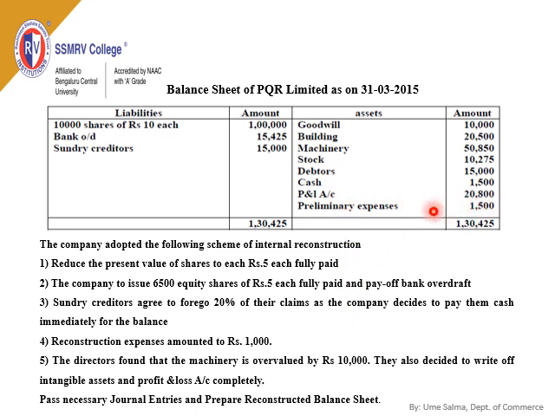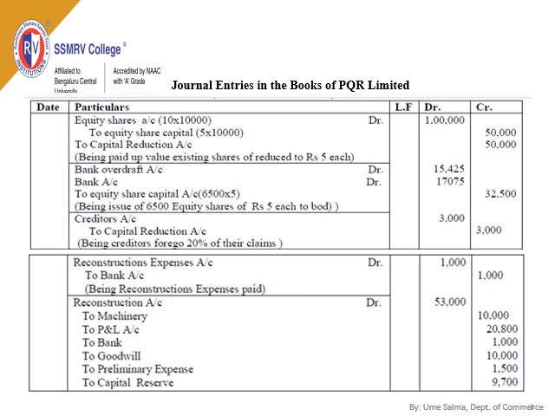So let us go on to pass the journal entries. Now we have understood the following transactions and we can pass the necessary journal entries. We have gone through the adjustments in the previous slide. Now let us move on to pass the necessary journal entries in the books of PQR Limited.